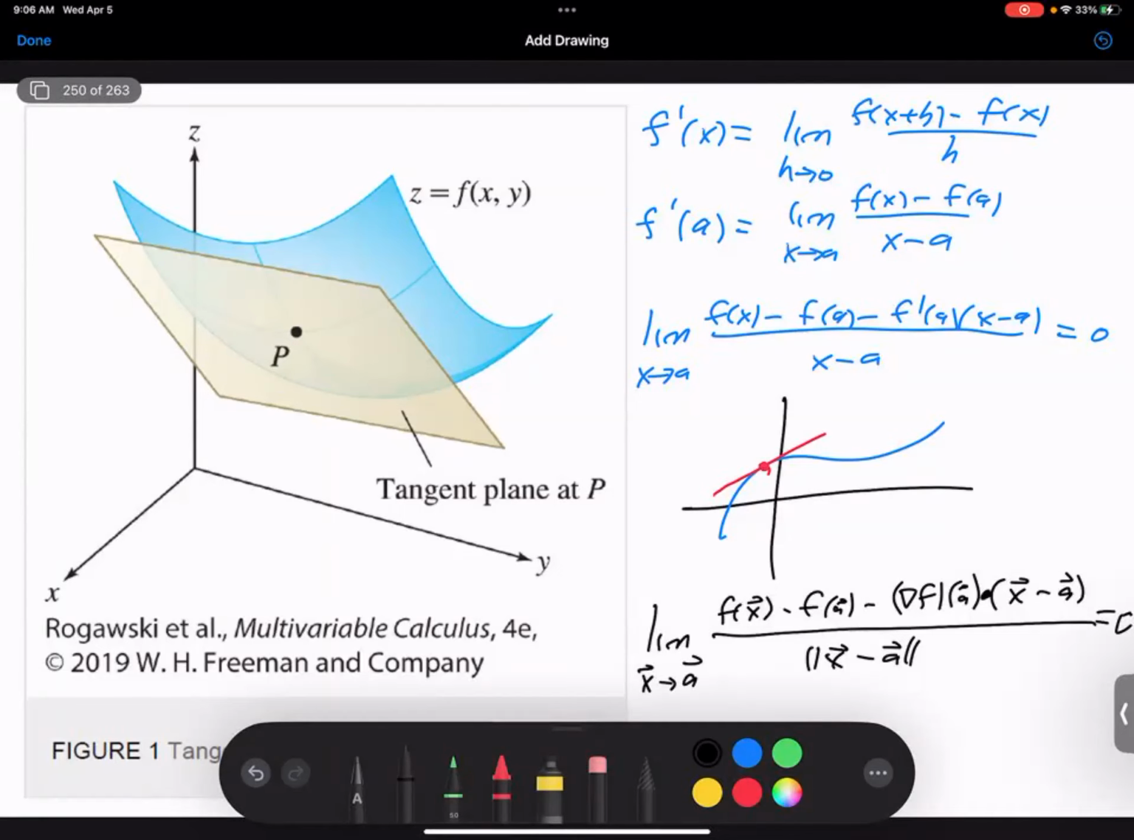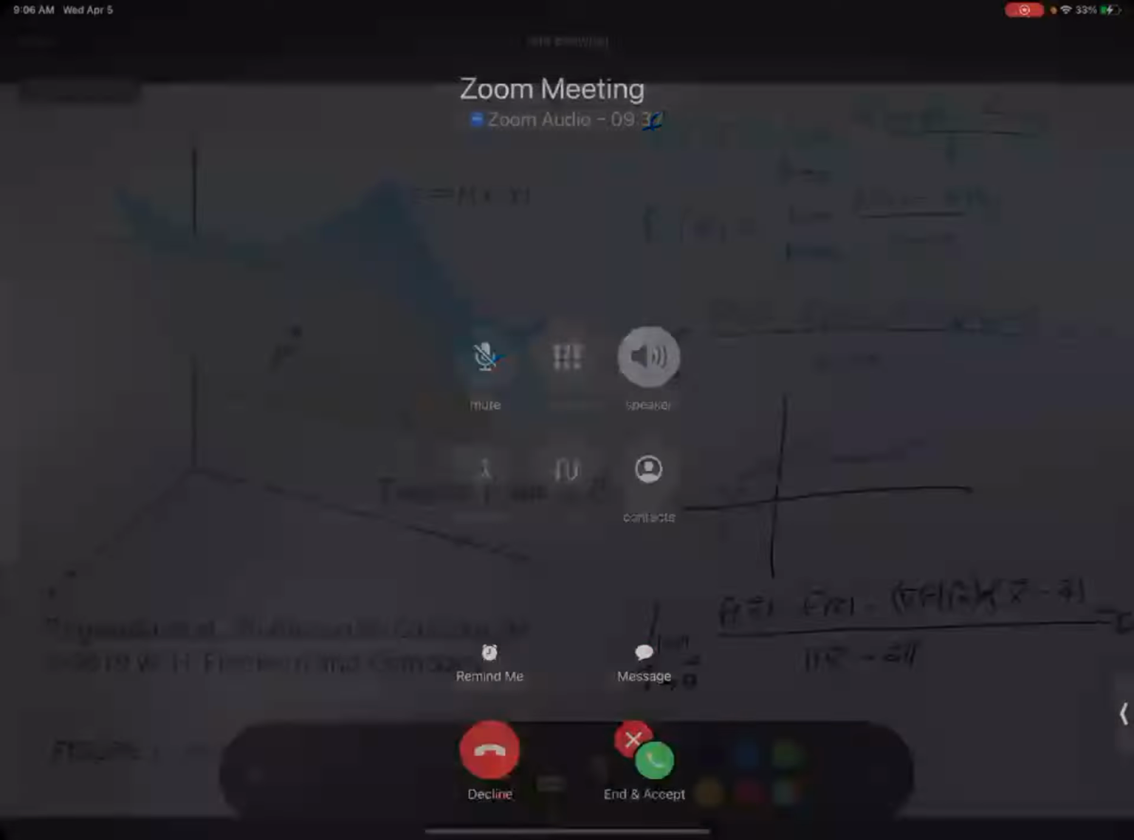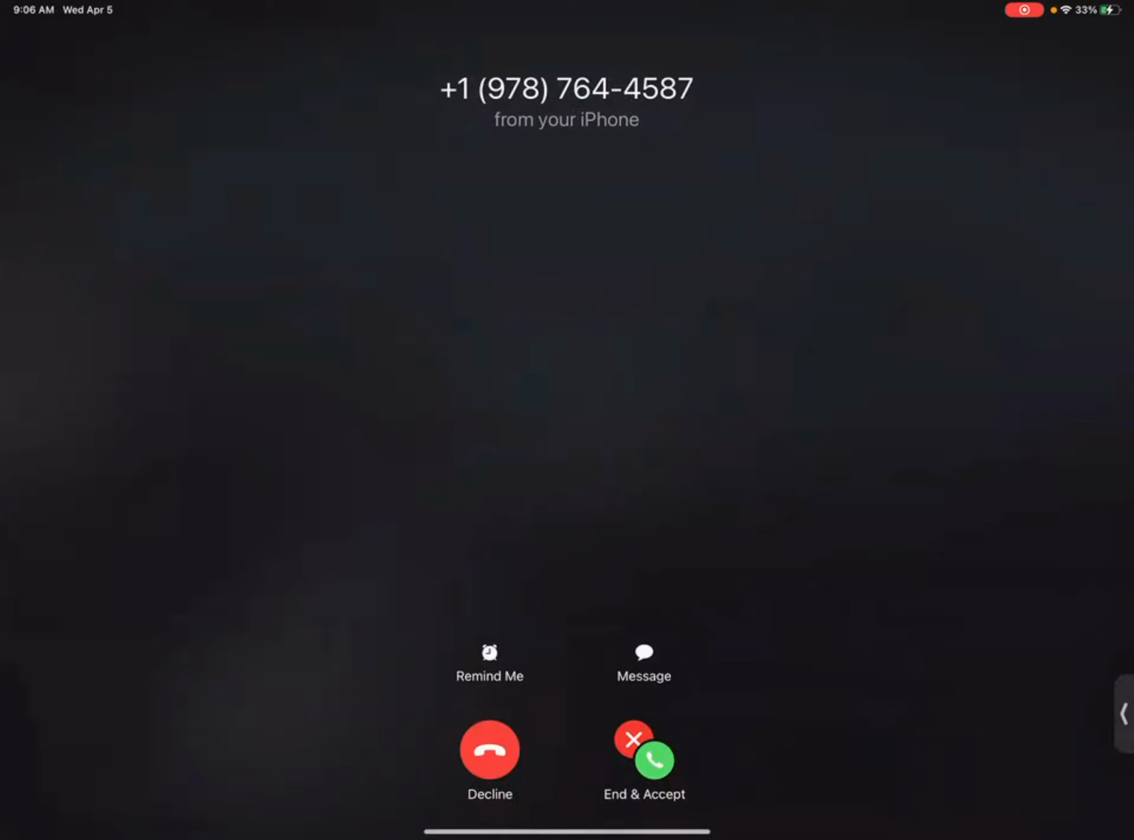x minus a, that's how far we've moved. Well, when we look at how far we've moved, that's now a vector. And so we really have to divide by the length of that. We can't divide a number by a vector. If you look at what we had, oops, this is probably what I'm trying to get in.